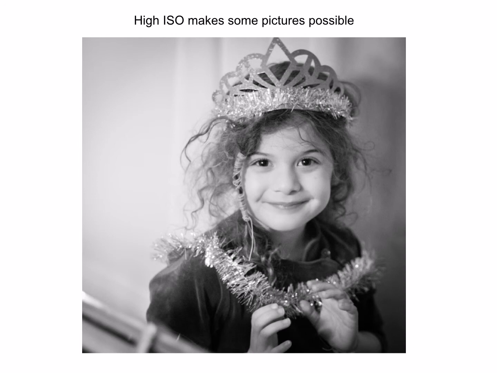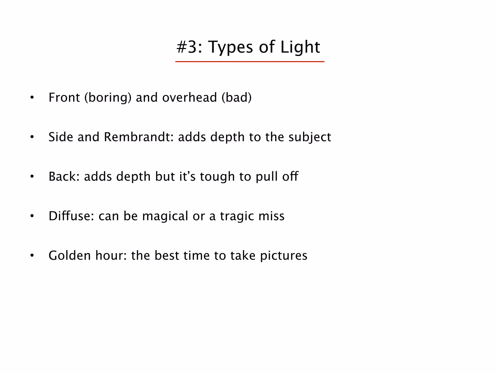So that is composition. Now let's move on to the third, types of light, probably the most important. There are different types of light to consider. There's front, which I think can be boring. Overhead, which is bad in that it's going to cast shadows down, particularly on faces, which does not show well. There's what's called side or Rembrandt light, which adds depth to the subject. There's backlight, which adds an additional type of depth, but it can be very difficult to pull off. Diffuse light, light that comes through trees or through clouds, can be magical, but also, I would say, a tragic miss. We'll talk a little bit more about that.